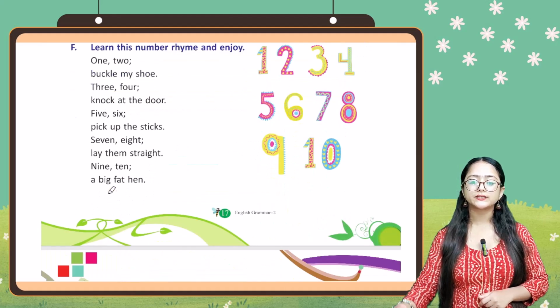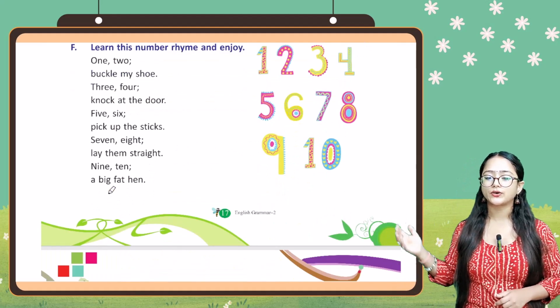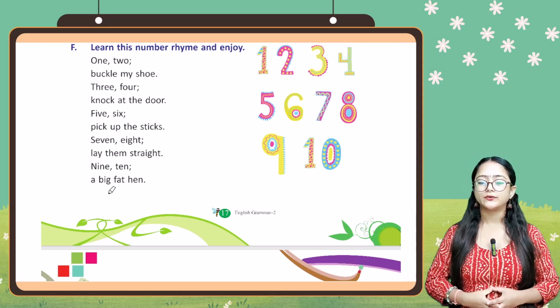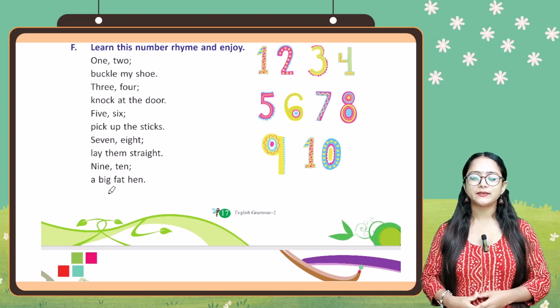Now the next question is, learn this number rhyme and enjoy. You have to learn this number rhyme and enjoy. Let's recite this number rhyme.